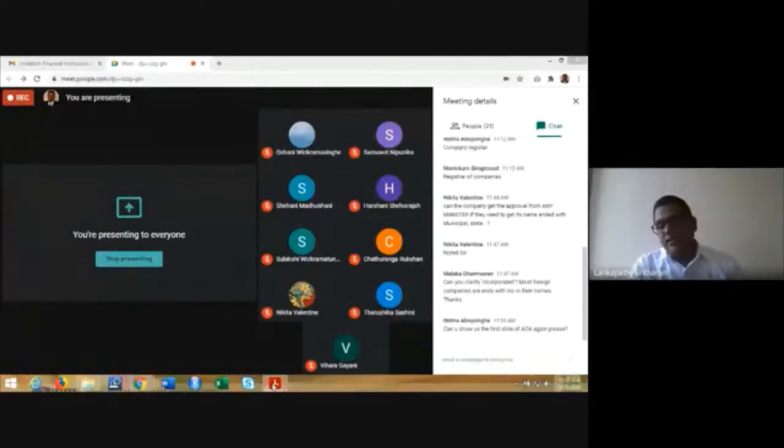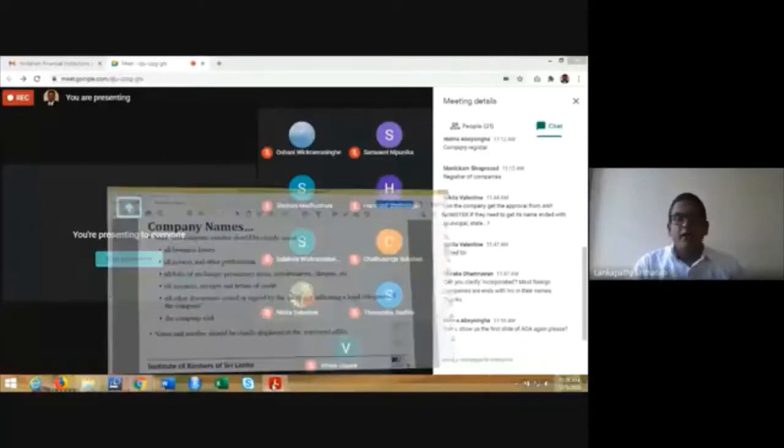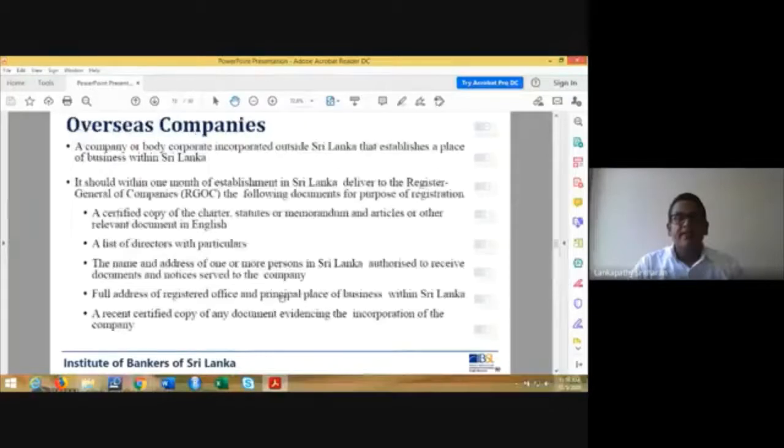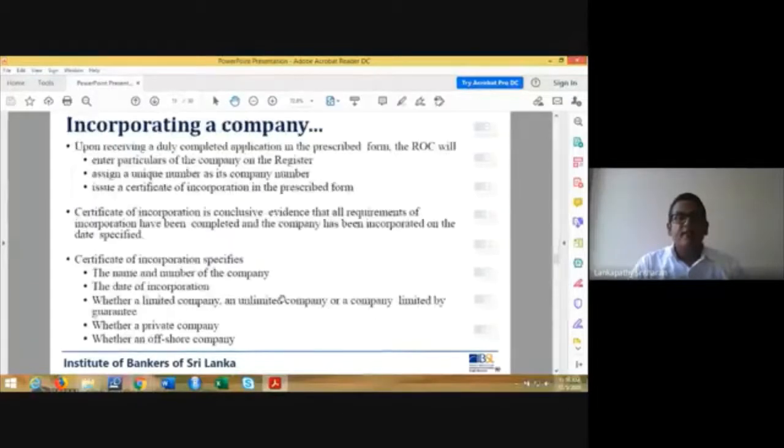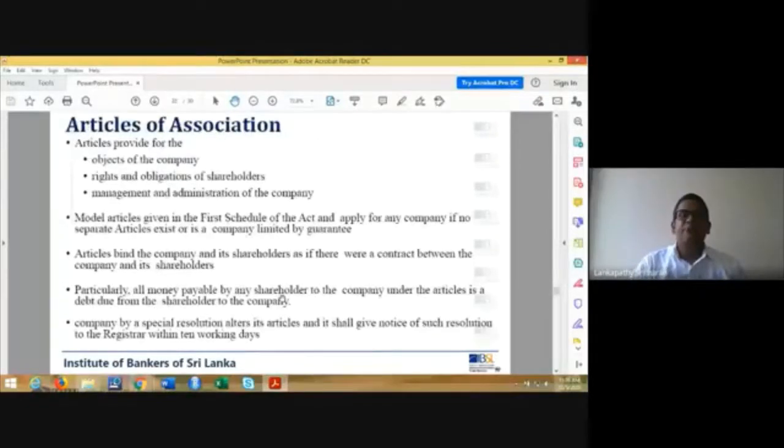And there's another question. Can you show us the first slide of the articles of association again, please? Yeah, okay. Articles of association, first slide. In the first slides, we discussed the objective of the articles of association, provided for and model articles given in the first schedule. Then it discusses that the articles bind the company and shareholders, the contract between the company and shareholders, and the special resolution to change the articles of association. These are the things mentioned in these slides.